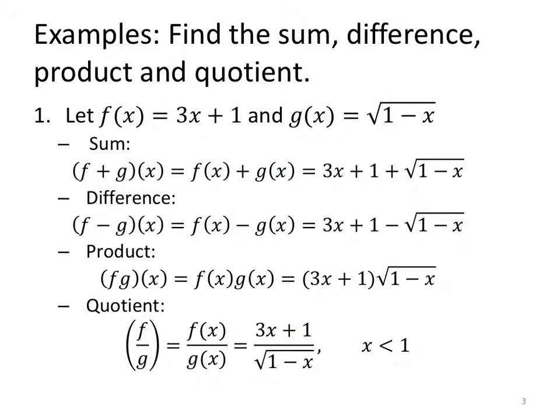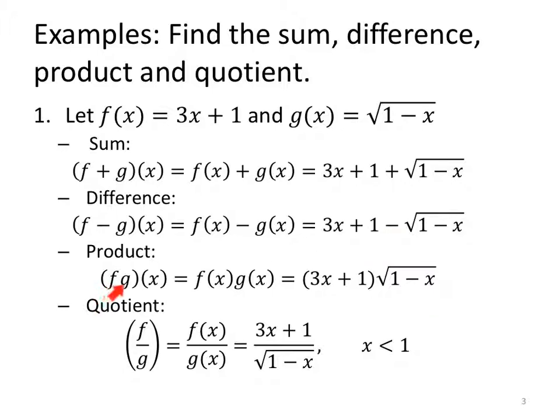The difference, f minus g evaluated at x, is f of x, and then a minus sign, and then a g of x. So I'm going to write down my f of x, 3x plus 1, a minus sign. And since my g of x is a nice little square root of 1 minus x, I don't have to worry about distributing the negative, but that could come up in other examples.